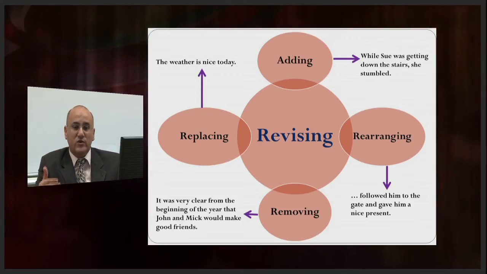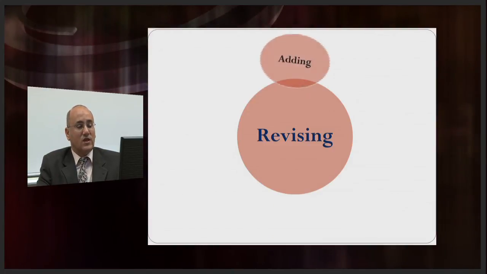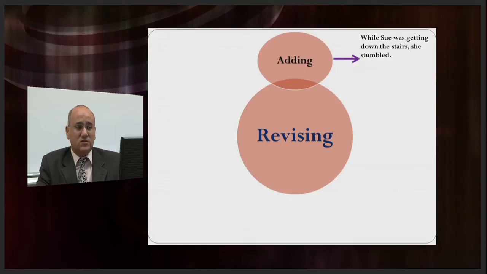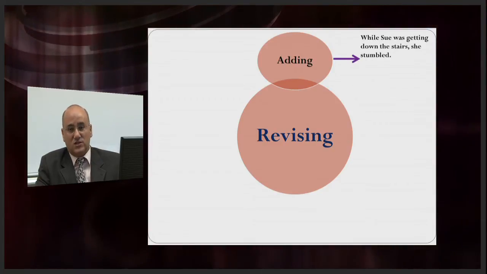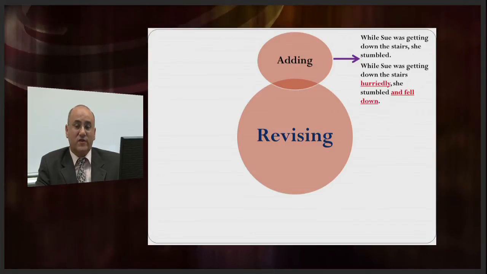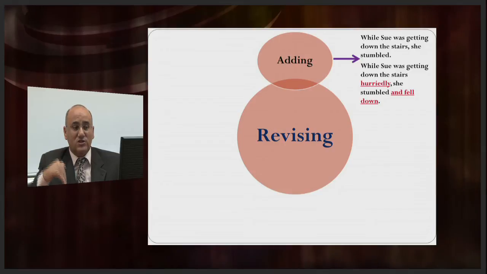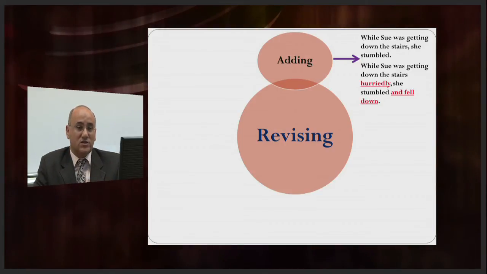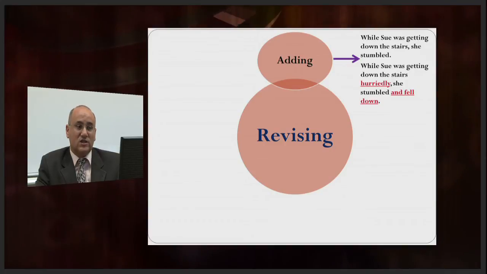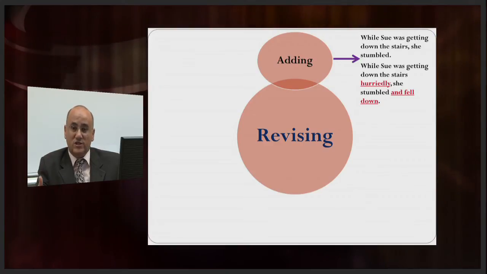Now let's check how we can revise. How can we add? How can we arrange, remove, or replace? This is the original sentence: While Sue was getting down the stairs, she stumbled. I added something like this to make my sentence more vivid, clear, and strong enough for my readers: While Sue was getting down the stairs hurriedly. So the reason that she stumbled is she was getting down the stairs hurriedly. She stumbled and fell down. The meaning is clearer here, and the sentence is stronger.